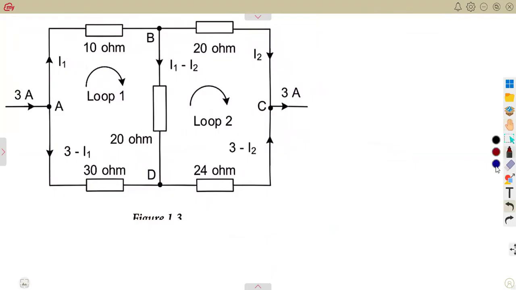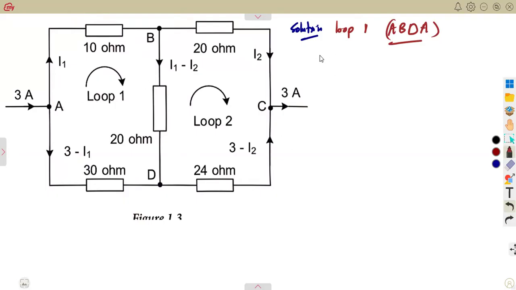In this case, we are already given loop 1 and loop 2 with the direction of the currents presented: I1, and this is I1 minus I2, since I2 is taken this way. Considering this loop, let us take the first loop. As we can see, we need current 1, current 2, and also I1 minus I2. For loop 1, I'm going to take it from A, B, D back to A. So this is A, B, D, A.